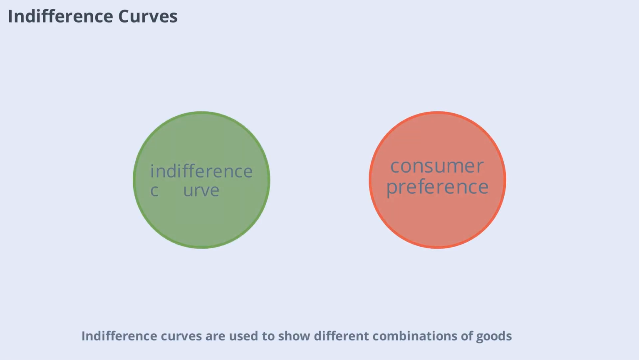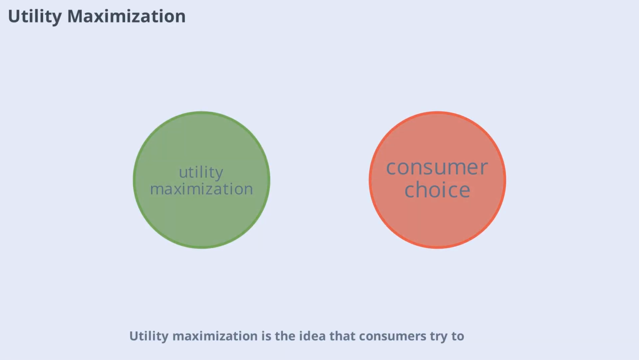Indifference curves are used to show different combinations of goods that provide the same level of satisfaction to a consumer. Each point on an indifference curve represents a bundle of goods between which the consumer is indifferent. These curves help economists analyze consumer preferences and the trade-offs people are willing to make. By combining indifference curves with budget constraints, we can predict consumer choices and how they respond to changes in prices or income.